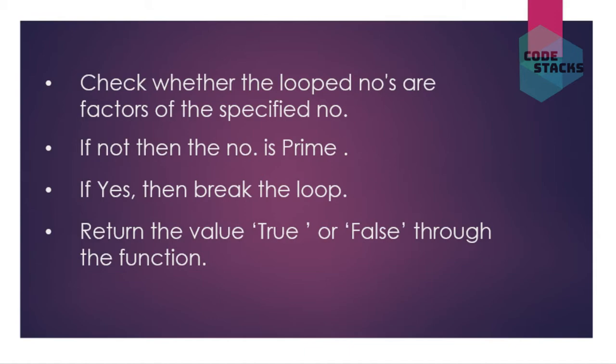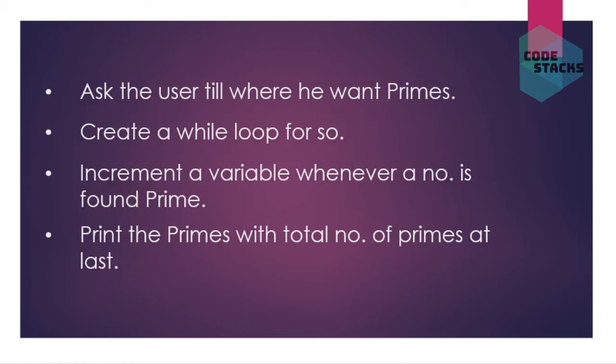So what I'm basically saying is that we loop through every number from 2 up to the number which we have specified, like let's say 5. So we'll go through 2, 3 and 4 and we'll check that 5 divided by 2, 3 and 4 should not be equal to 0. Basically the remainder should not be equal to 0. If the remainder is not equal to 0, then it means that it's a prime number, and if it's not, then we have to break the loop and return the value in true or false. Now the creation of the function is complete.